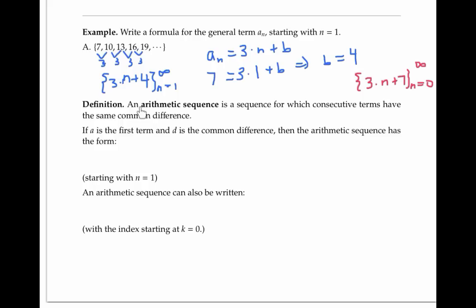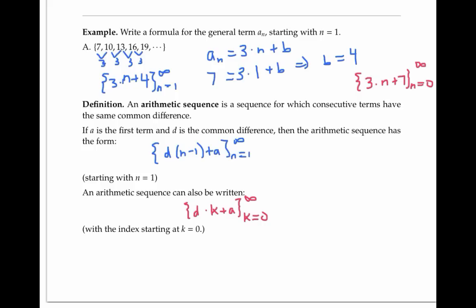This is an example of an arithmetic sequence, a sequence for which consecutive terms have the same common difference. And in general, if A is the first term and D is the common difference, then an arithmetic sequence has the form D times k plus A, if our index is k and starts at 0, like it did over here, or if we'd rather start with an index of 1, we can rewrite that as D times n minus 1 plus A.